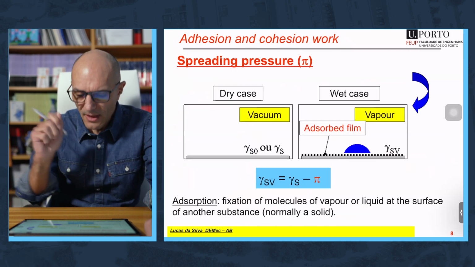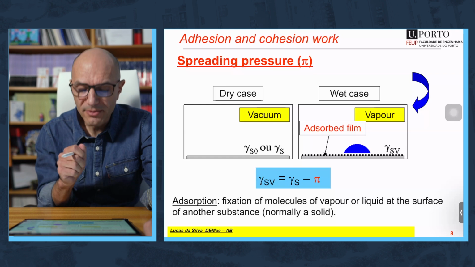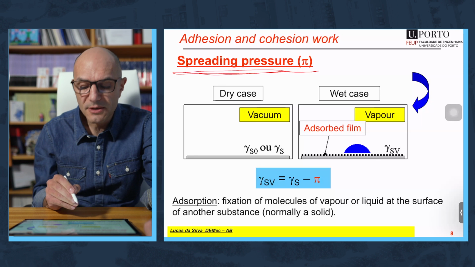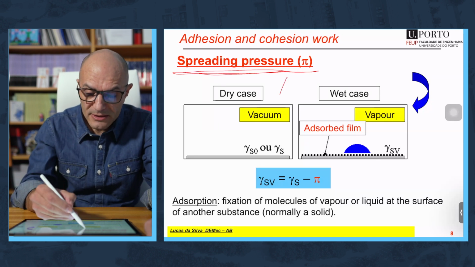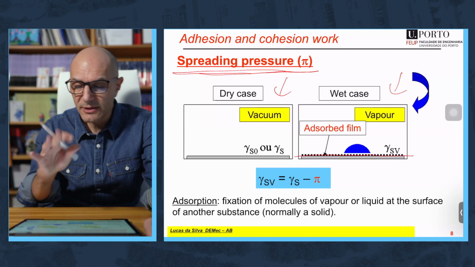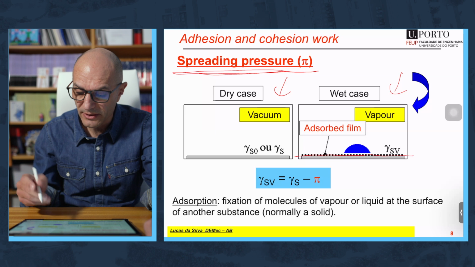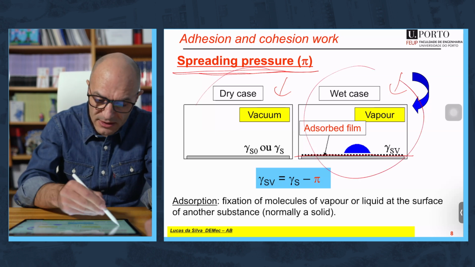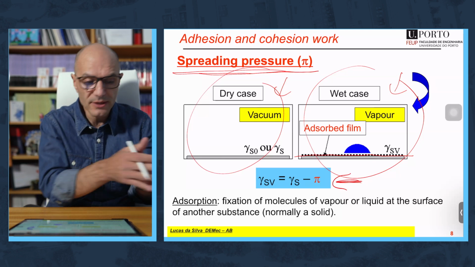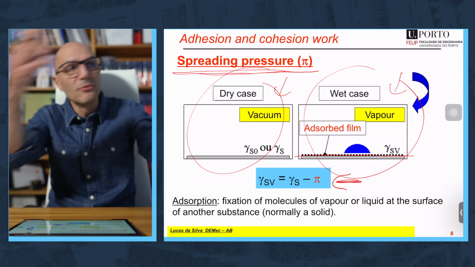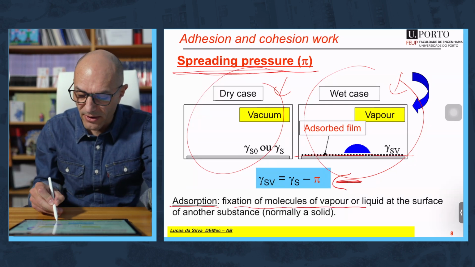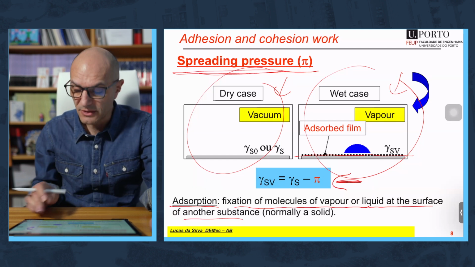Very good. But there is something extremely important, in fact, that makes the whole difference. That's the spreading pressure. The surface energy of the solid is not the same whether it's in vacuum or in normal conditions. In normal conditions, you will have a film of adsorbed water, and this changes slightly the surface energy of the solid. The difference between this situation and this situation is precisely the spreading pressure, the difference between the surface energy in vacuum and the surface energy in normal ambient conditions. By the way, adsorption, what is this? It is the fixation of molecules of vapor or liquid at the surface of another substance.